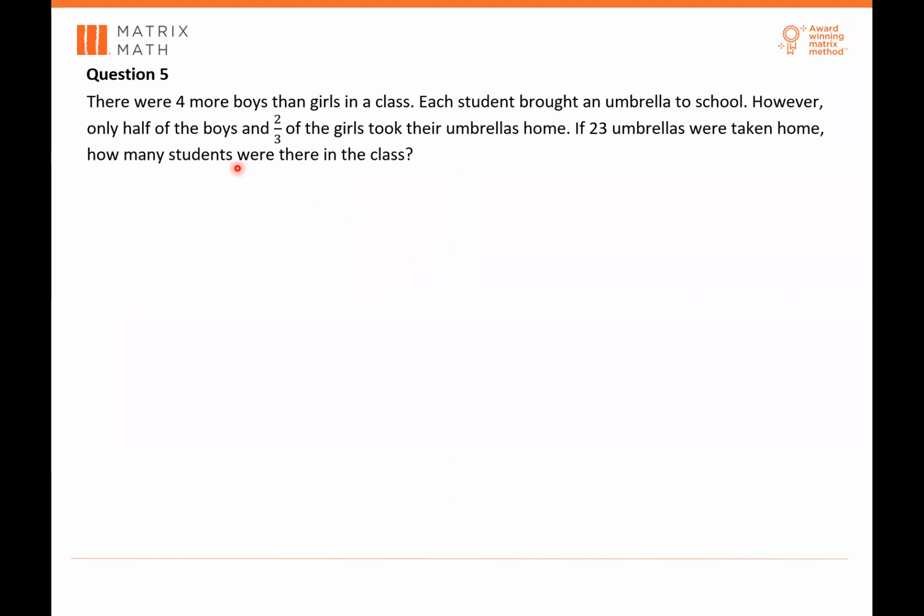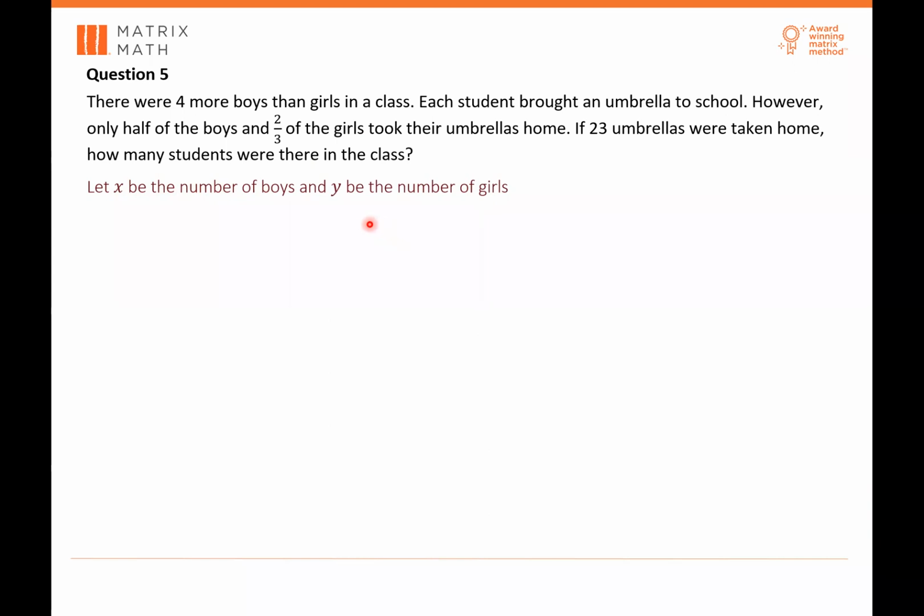Now, question 5. There were 4 more boys than girls in a class. Each student brought an umbrella to school. However, only half of the boys and 2/3 of the girls took their umbrellas home. If 23 umbrellas were taken home, how many students were there in the class? This looks like a simultaneous equation question. To find the number of students, you will make use of algebra and variables. So we'll let x be the number of boys and y be the number of girls.